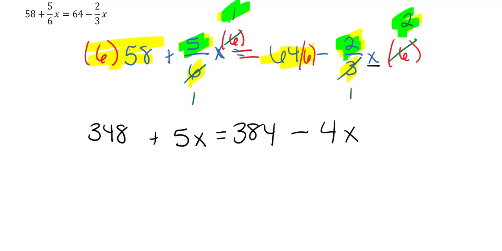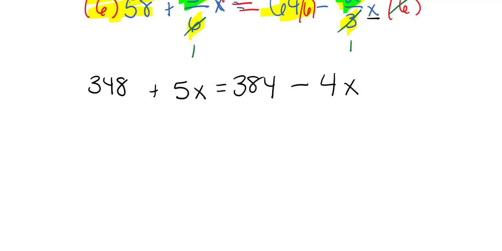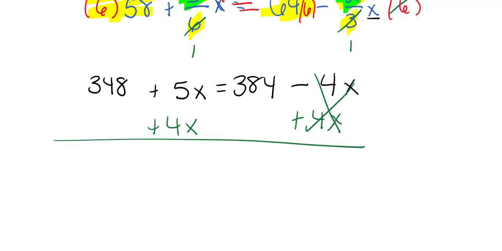Notice we have variable on both sides. So let's get it to one side first. I'm going to add 4x on both sides, so that our x's stay positive. So that just becomes a 0. Let's drop down 384 on the right-hand side. 5x plus 4x would be 9x. And then we have 348.